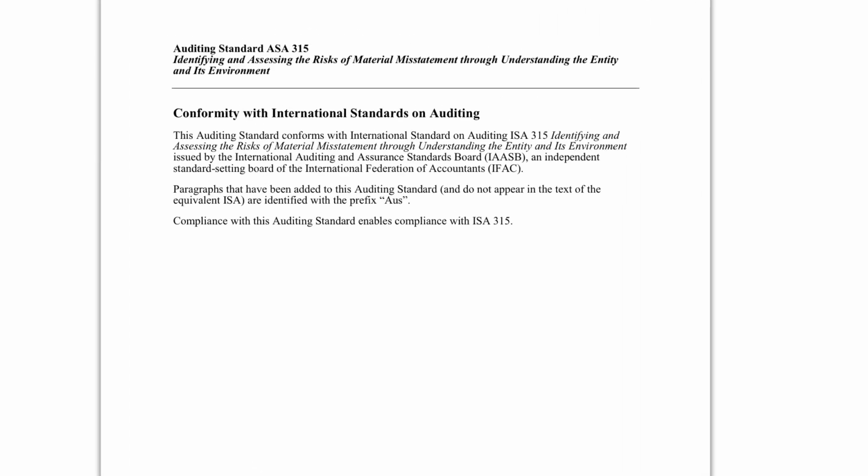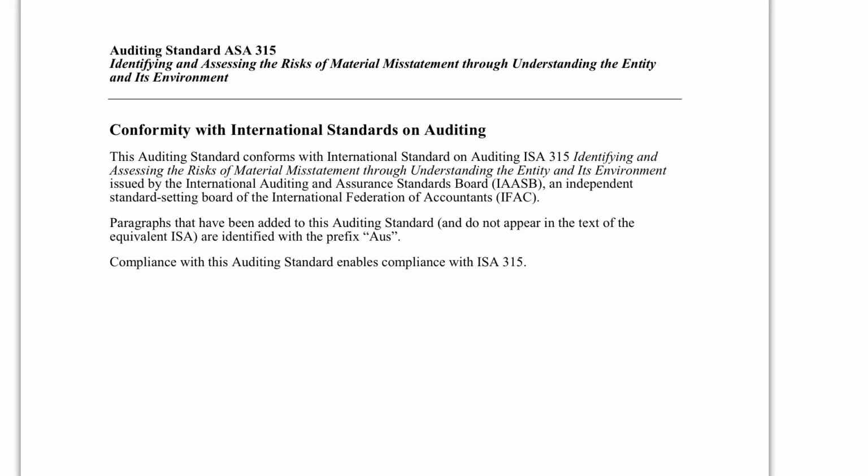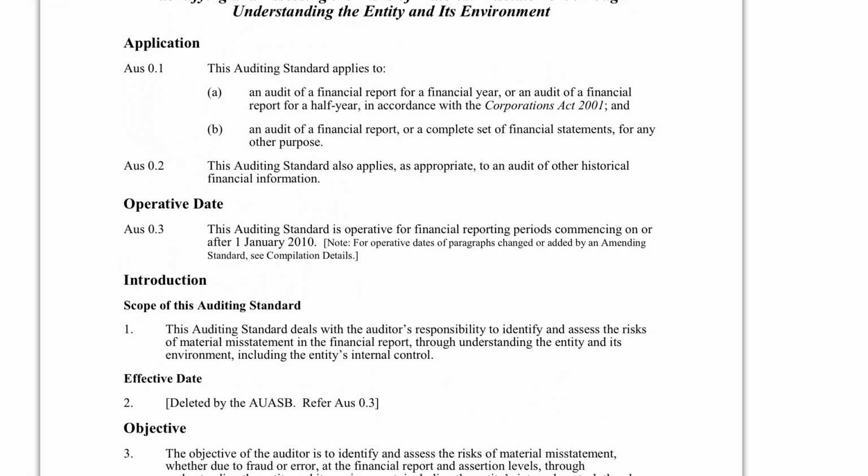We have our usual conformity, so ISA and ASA 315 are all the same. We have some paragraphs that are marked with the AUS, which applies just to those people who are here in Australia. So let's dig into the scope, and the scope is always important because that's the purpose of the standard. It's the auditor's responsibility to identify the risks of material misstatement. That's really important to know because what we're doing is conducting risk-based audits.